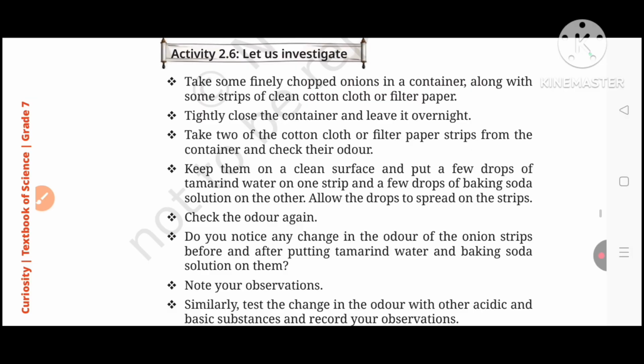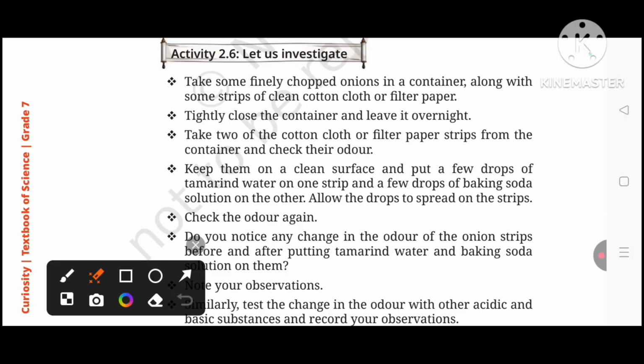Take some finely chopped onion in a container along with some strips of clean cotton cloth or filter paper. Tightly close the container and leave it overnight. Take two of the cotton cloth or filter paper strips from the container and check their odor. Keep them on a clean surface and put a few drops of turmeric water on one strip and a few drops of baking soda solution on the other. Allow the drops to spread on the strip.